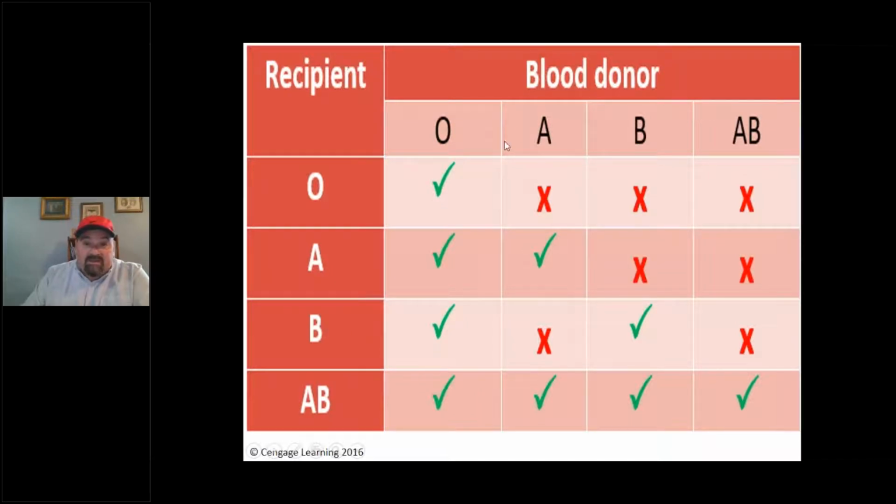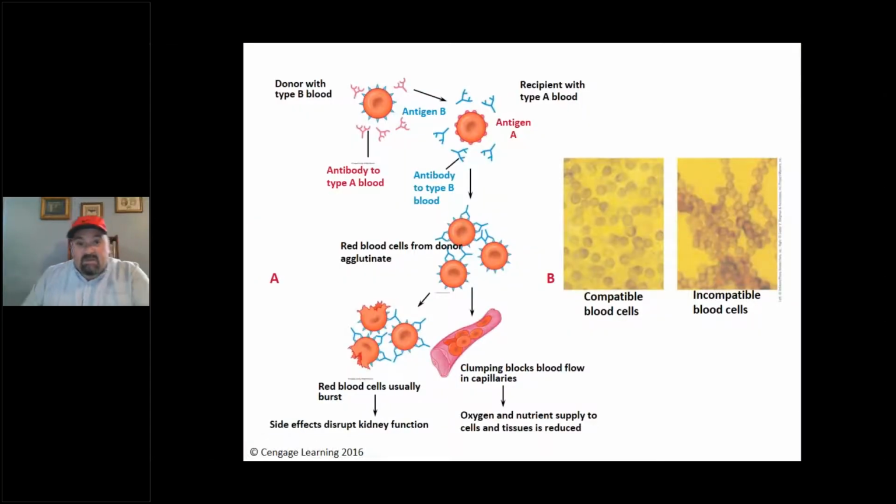So type B blood cannot receive type A blood or type AB, because it has the A antigens, which will cause a reaction, an immune response. As well, type A blood cannot receive type B or AB, because it has the B antigens. That'll initiate an immune response. And then with type O, really what happens is that type O blood has antibodies for type A and B.